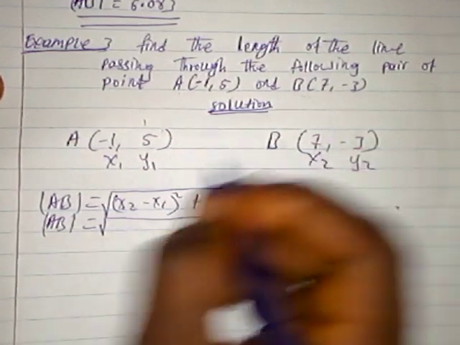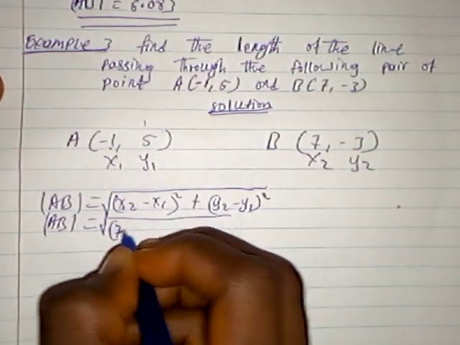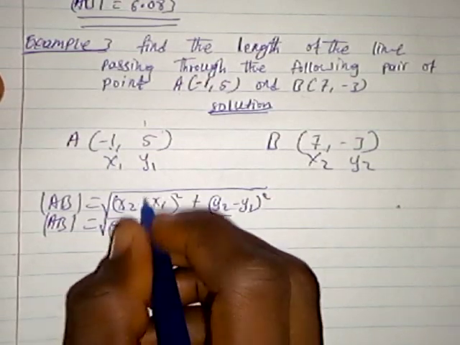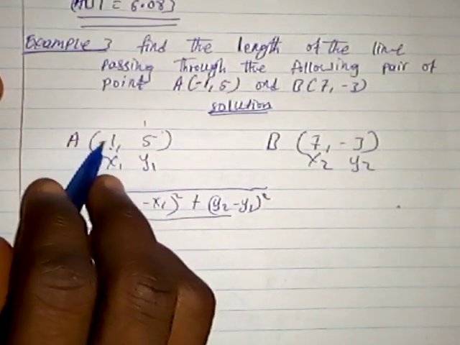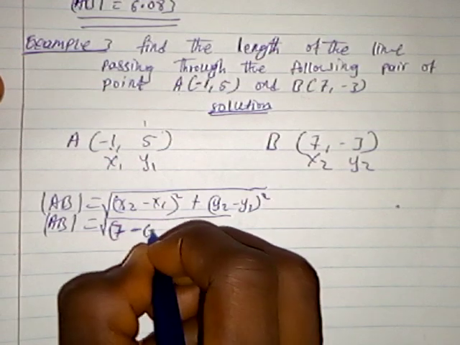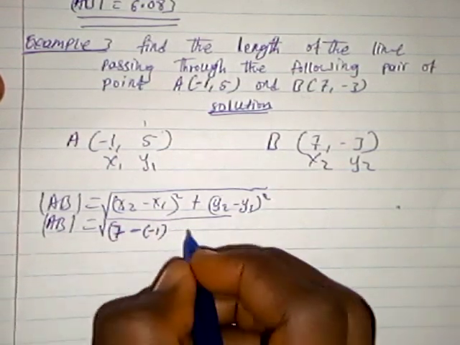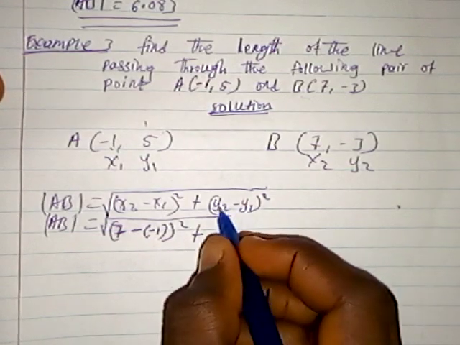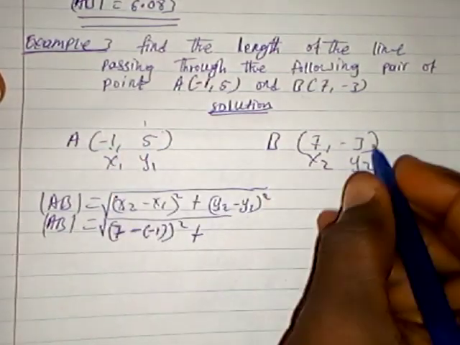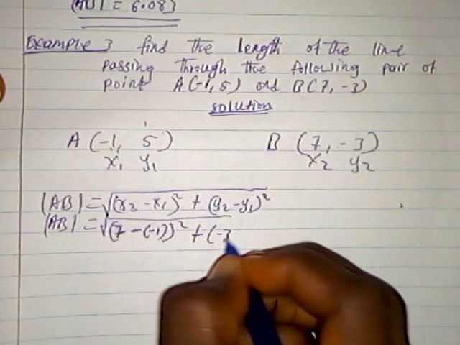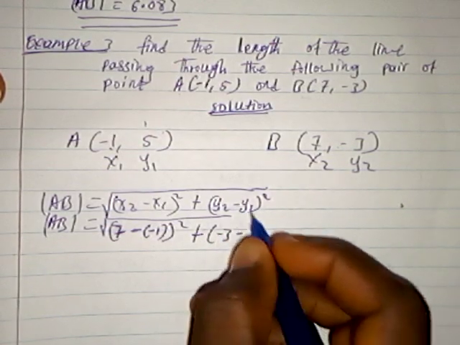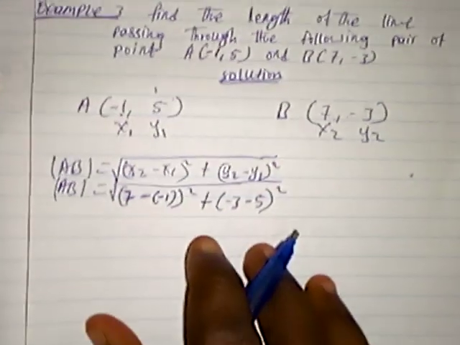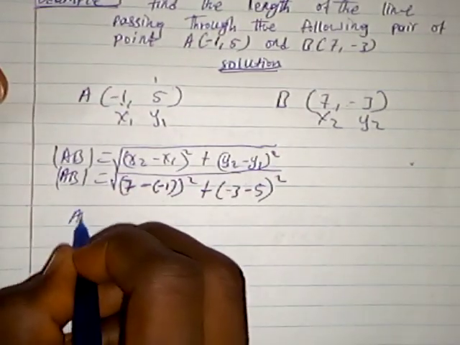What is x2? x2 is 7. 7 minus x1 is what? X1 has a negative sign, which is -1. So you must put a bracket to distinguish them, right? Square. You get it? Plus, what is y2? Y2 is -3, bracket -3. What is here is minus. What is y1? Is 5 square. You get it? Good.